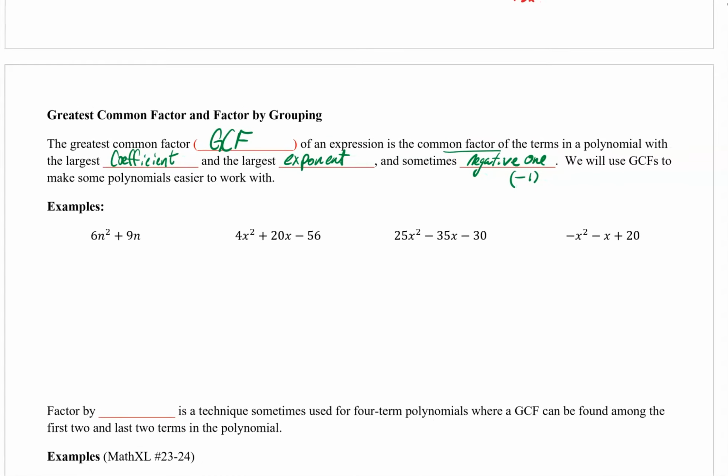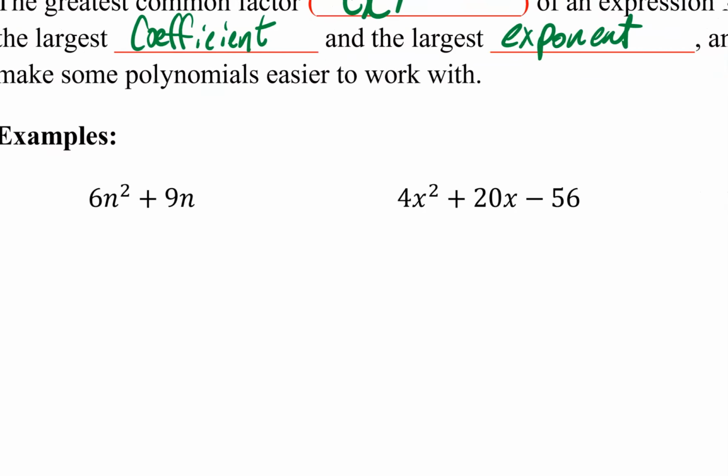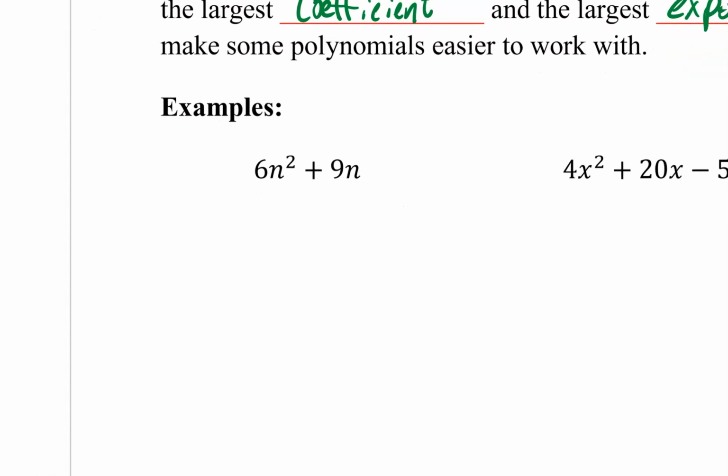In general, we use GCFs to make some polynomials that are large a little bit easier to work with. For example, in this case here, we've got some pretty large values. If we're going to use the factoring method from the last video, it would be tough to do with these three numbers being as large as they are. If we take out a GCF, that might make it a little bit more manageable. So here are some examples of GCF factoring.